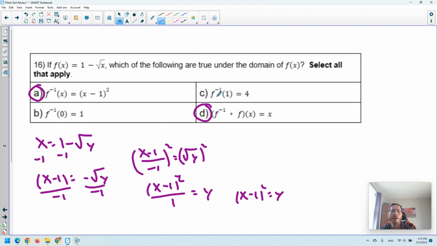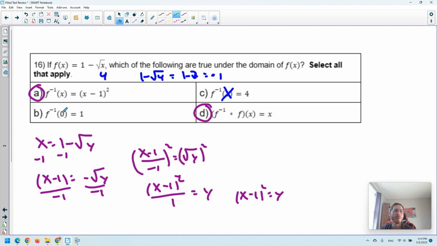For C, f inverse of 1 equals 4. This means if I plug 4 in here, I should get 1 out. So 1 minus the square root of 4 is 1 minus 2, which is negative 1, which is not 1. So it turns out that one is not going to work. We got negative 1, we didn't get 1.